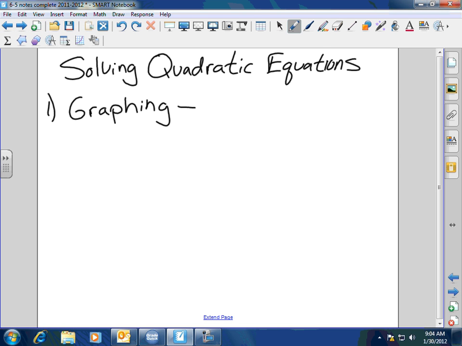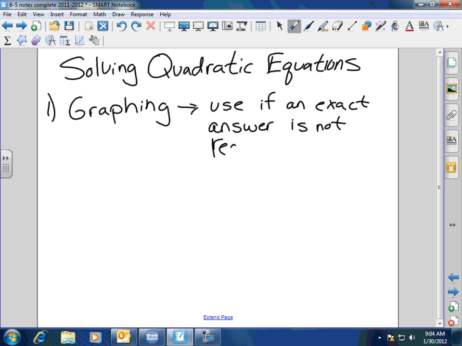So, use if an exact answer is not required. They just say estimate the answer of this quadratic function. Yeah, graph it. You have an estimate.